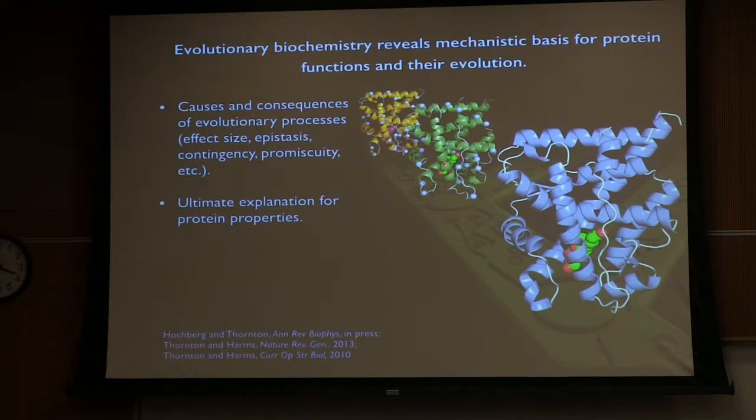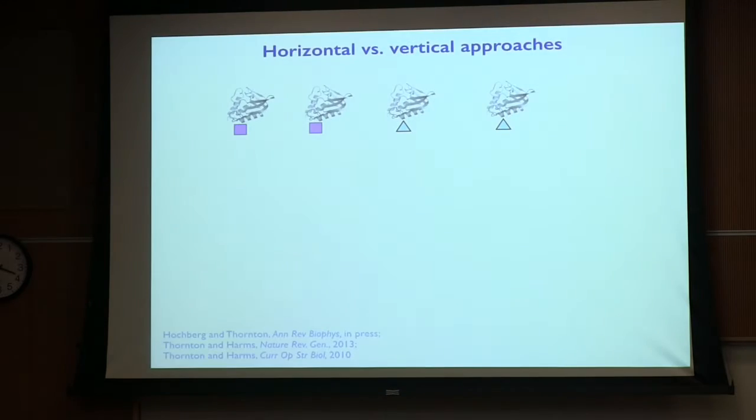We want to know why a protein has the properties that it does. We have to understand its history because those properties were all produced by evolution. And then this idea that historical analysis provides a very efficient and powerful way for identifying the changes in sequence and structure that matter to producing functional differences between present-day proteins.